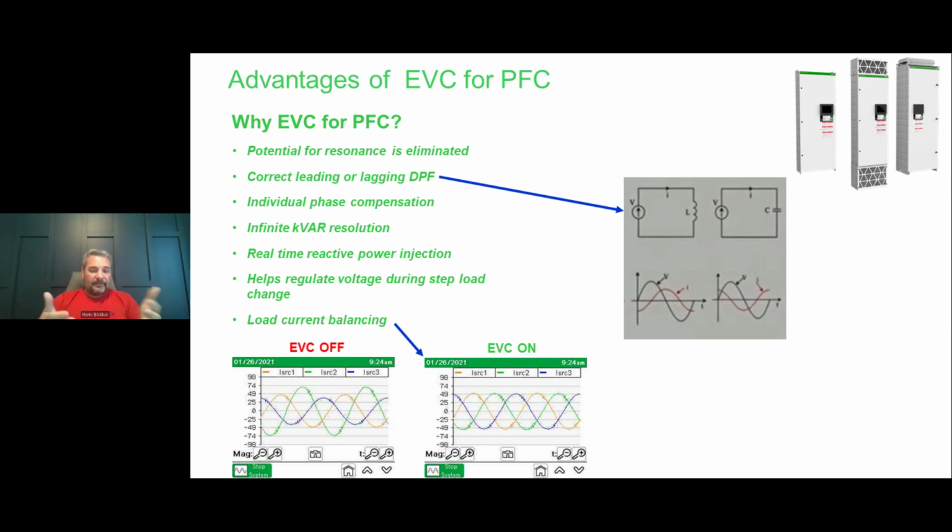And on top of that, because you have individual phase injection, you can actually rebalance the current on the network. So that's what is shown here at the bottom. You have an unbalanced current, phase 1, 2, and 3, and once you turn it on, you rebalance your current on your network. By rebalancing the current, you also rebalance your voltage supply.